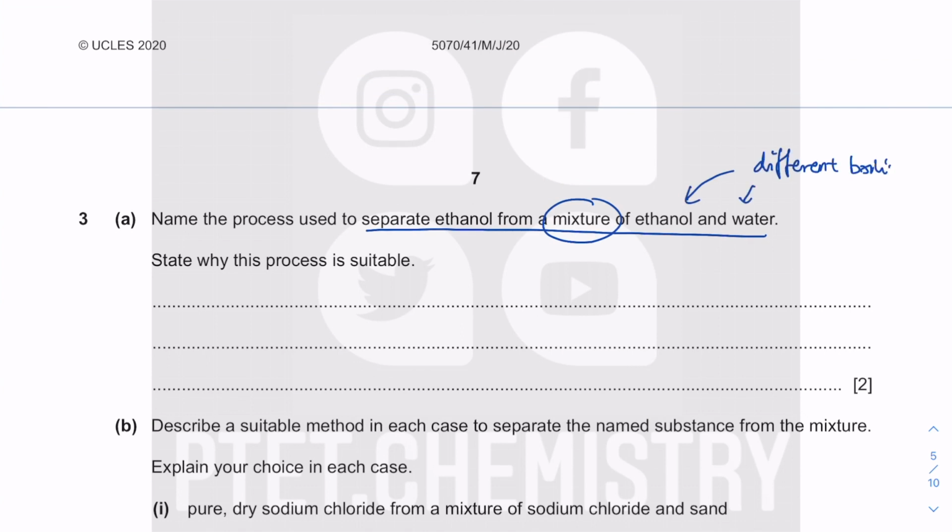Without going into too much detail, you're not supposed to remember the number. Apart from water, the boiling point of water is 100 degrees Celsius. Ethanol has a lower boiling point than water. That is a very important concept to note. Ethanol has a lower boiling point than water. And that means when I do distillation, ethanol, which has the lower boiling point, will turn into gas before water.